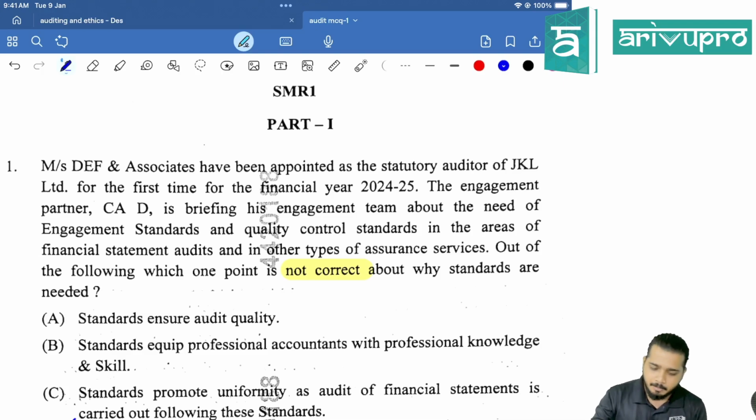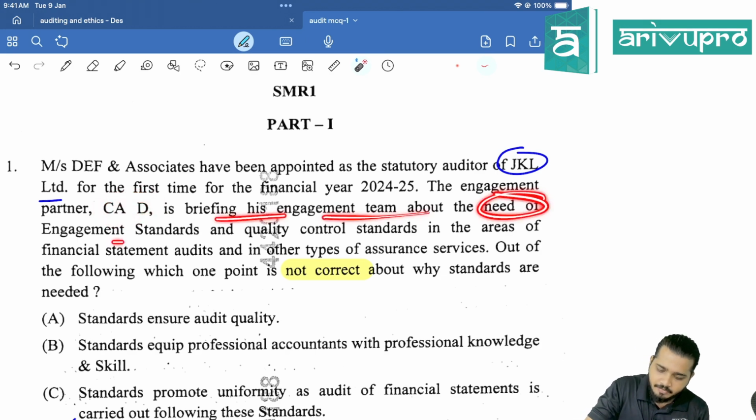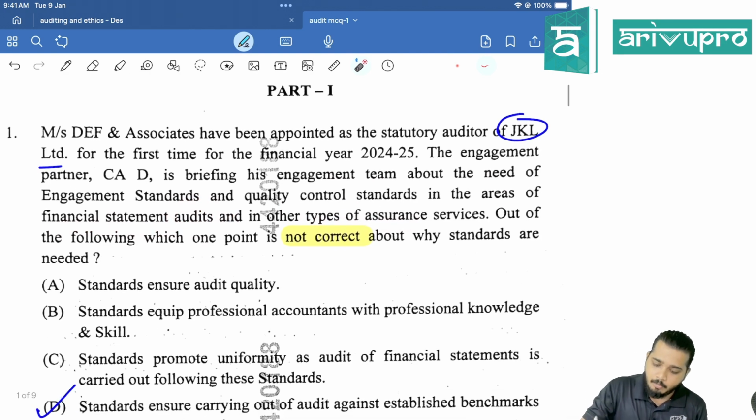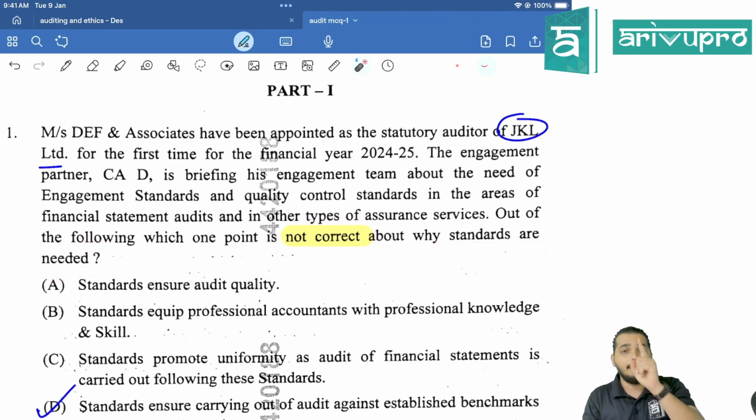First question. Mrs. DEF Associates have been appointed as statutory auditor of JKL Limited for the first time, for the financial year 24-25. Engagement partner CAD is briefing his engagement team about the need of engagement standards and quality control standards in the area of financial statement audits and in other types of assurance services. Out of the following, which one point is not correct about why standards are needed? Chapter number 1, right? Nature, scope and objective.